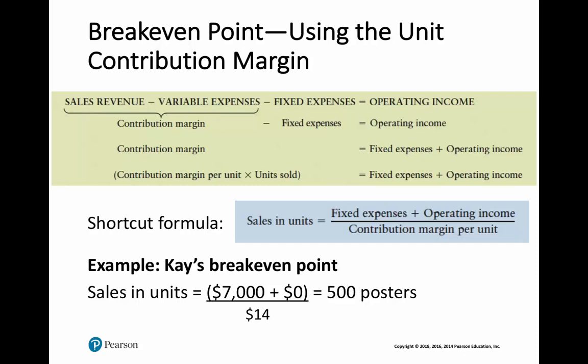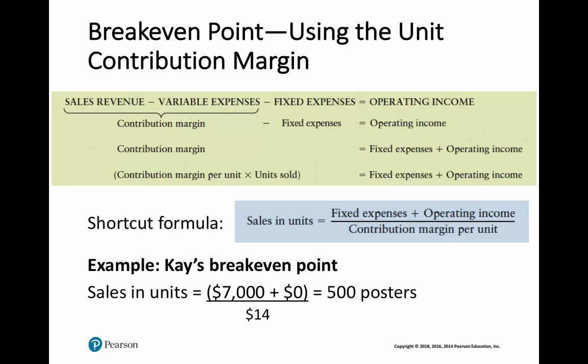We'll see when we go to our target profit analysis, that's where we plug in our target profit. But in this case, for break-even, our target profit is zero. So whenever you see break-even, just know it's always going to be zero for that operating income. We divide that by our contribution margin per unit. And this is going to tell us how many units we need to sell in order to get a break-even, to be in balance where revenues equal expenses.